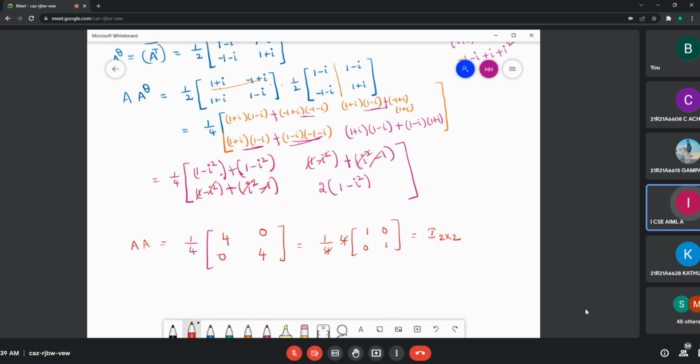So A power theta is equal to identity matrix. A power theta is equal to the identity matrix. So that is a problem for the unitary matrix.